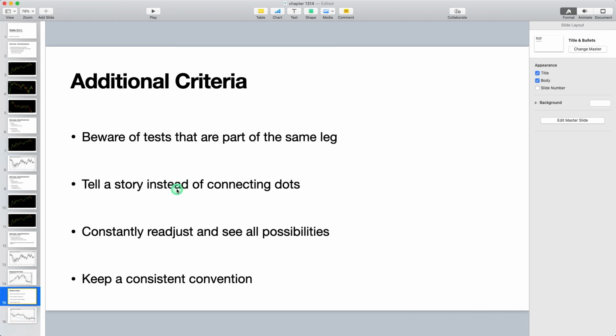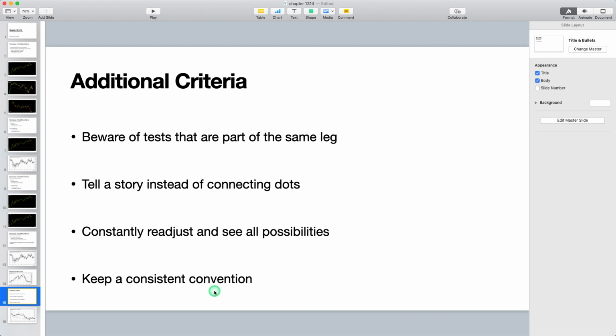The second point here is tell a story instead of connecting the dots. So instead of just connecting random highs and lows to form channels, it's important to understand what the actual story is and what's actually containing the price action, because that will give more meaning to overshoots and breaks. The third thing is to constantly readjust and see all possibilities, which we talked about. And the last thing here is to keep a consistent convention.